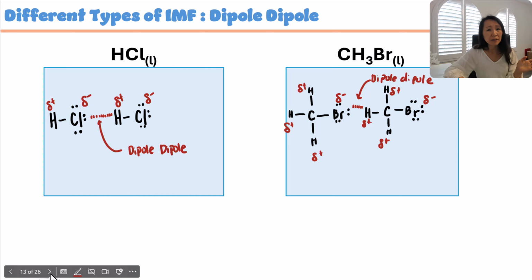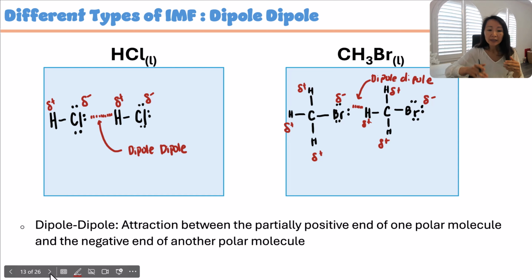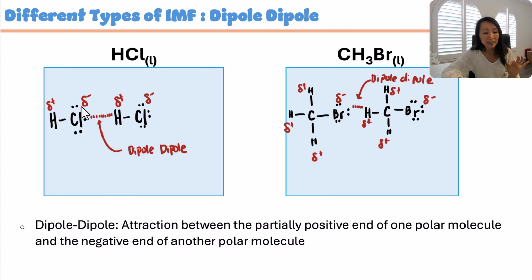So here comes the definition for the dipole-dipole. It's the attraction of the partially positive end of one polar molecule and the partially negative end of another polar molecule. Yes, they have to be polar, meaning they have these partial positive and partial negative charges.